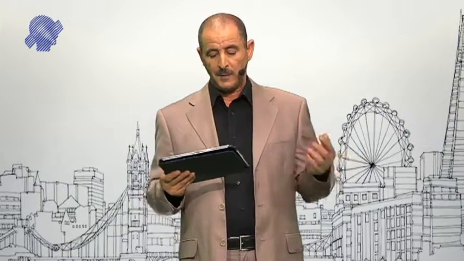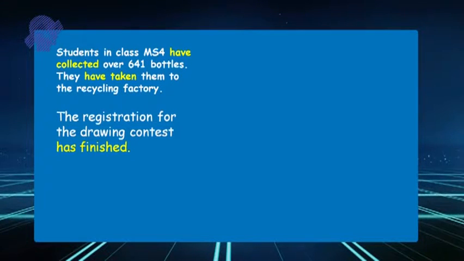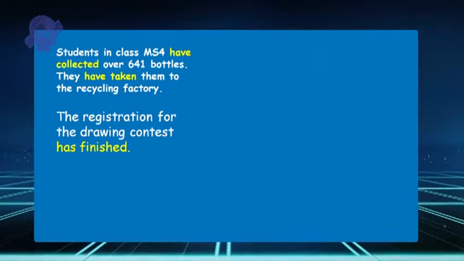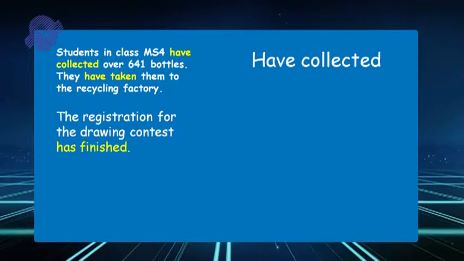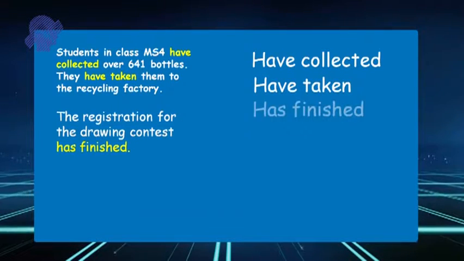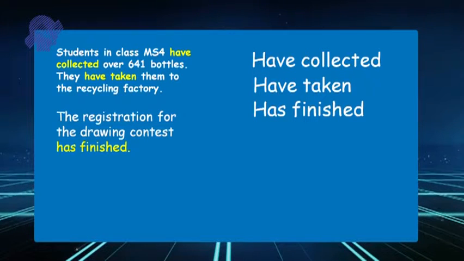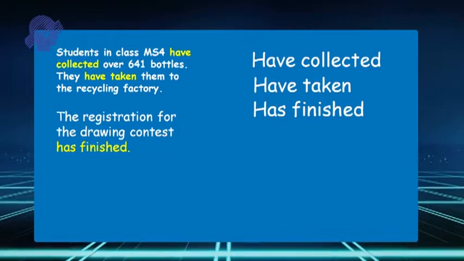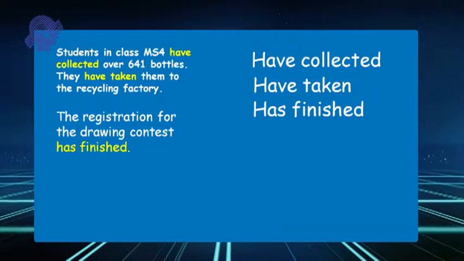Now, let's move to the grammar review, a revision of the present perfect simple tense. Okay? So let's together observe the verbs in the following school notice board. You will notice that all the verbs are in the present perfect tense. So have collected, have taken, has finished. The three verbs have collected, have taken, and has finished are in the present perfect simple tense.